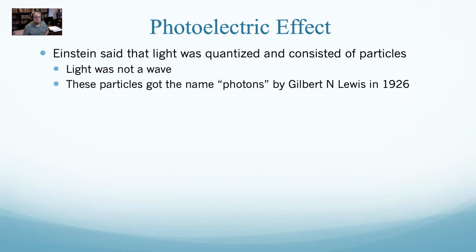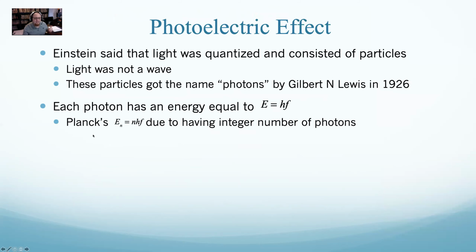And later on, someone coined the phrase photon. And the general idea is when you shine light at something, it's not just an electromagnetic wave, but little hunks of things that fly off. And Planck's equation of hf, what it is, is that the energy emitted by light is nhf, because each photon has an energy of hf. And the n comes from just how many photons you have. You have 2 photons, it's 2hf. 3 photons, 3hf. Each individual photon, though, has an energy of hf.